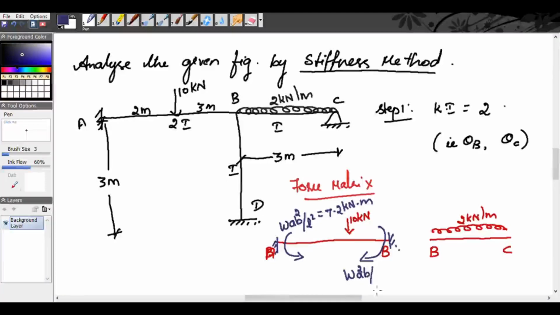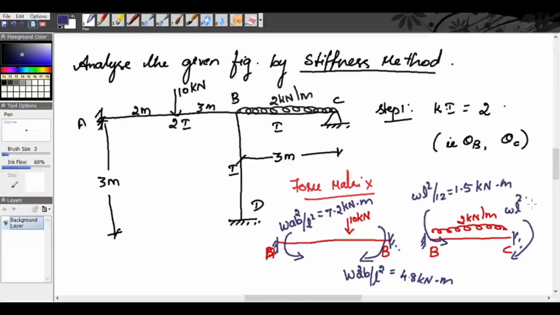W a squared b by L squared. Substituting W is 10, a as 2, b as 3 and L as 5, we get 4.8 kilonewton meter. Similarly, for span BC, the fixed end moment at B will be minus WL squared by 12, and we get the value as 1.5 kilonewton meter, and at C the value is plus WL squared by 12, 1.5 kilonewton meter.